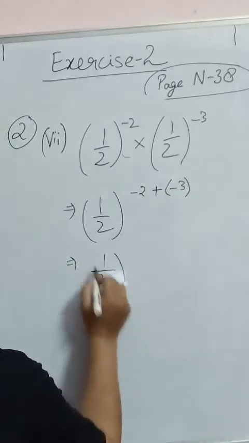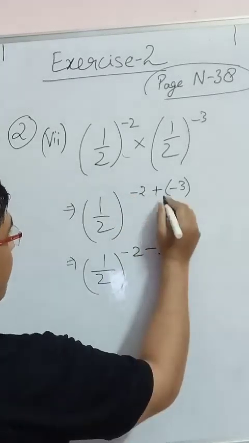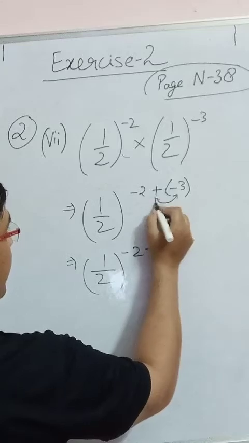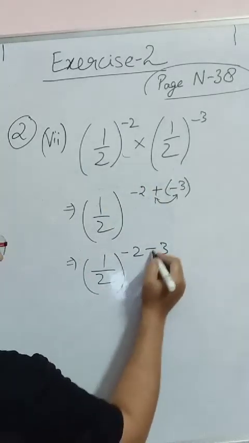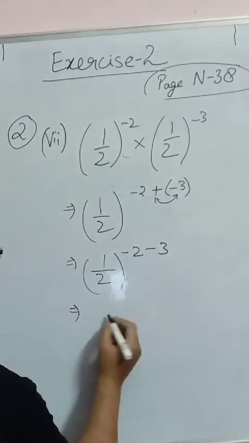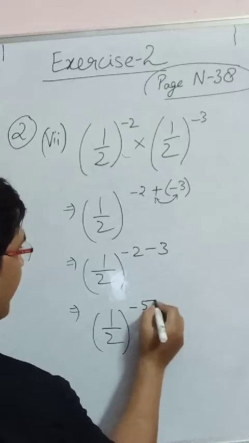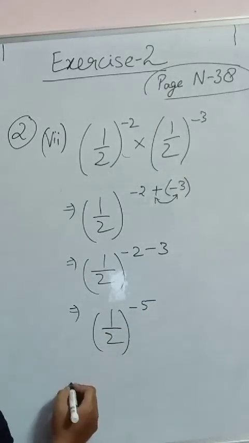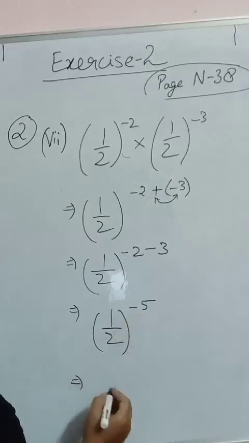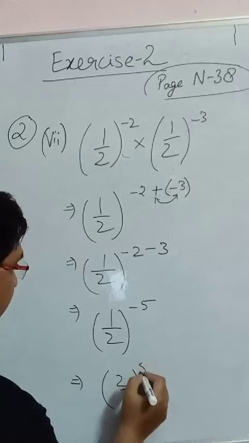It will be 1 by 2 raised to the power minus 2 minus 3. Why? Because this plus and minus get multiplied. Plus into minus is minus. Minus 2 minus 3, they will get added because minus into minus is plus. So 1 by 2 raised to the power minus 5. Now in order to solve it further, I need to take the reciprocal to make the power positive. So it will be 2 upon 1 raised to the power 5.